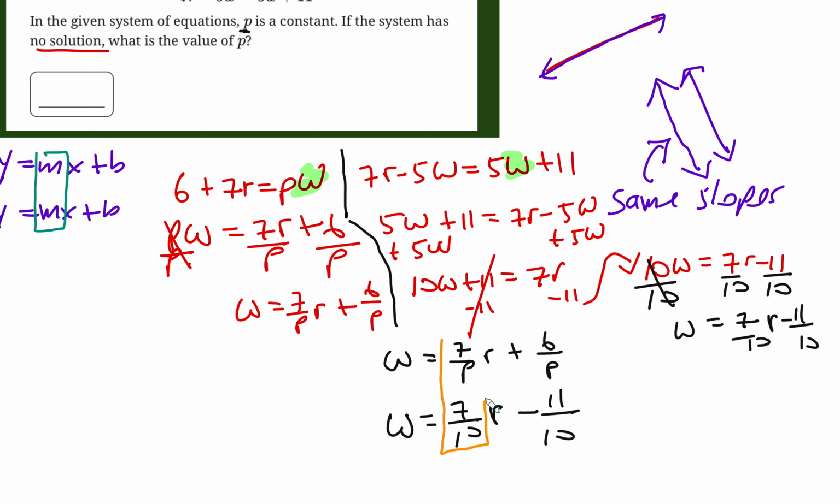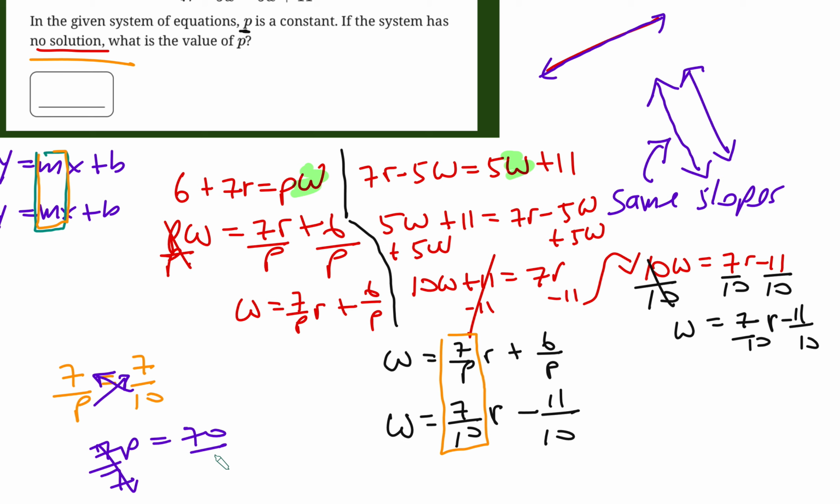Okay, so our slopes are these m values. This is our m, just like right here. If we set those equal to each other, we have no solution. Great, so we'll do 7 over p equals 7 over 10. We can cross multiply. So p times 7 is 7p, and 7 times 10 is 70. Divided by 7, divided by 7, and we have p equals 10. And that's our answer.